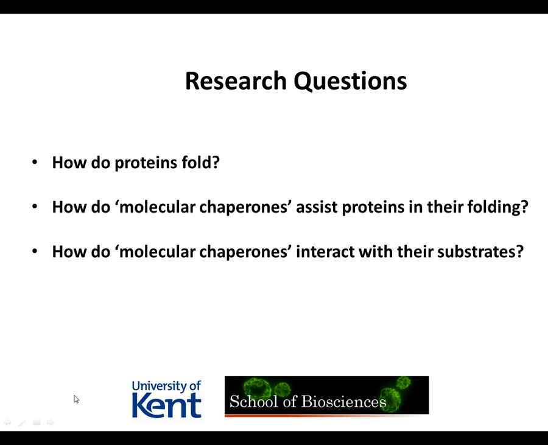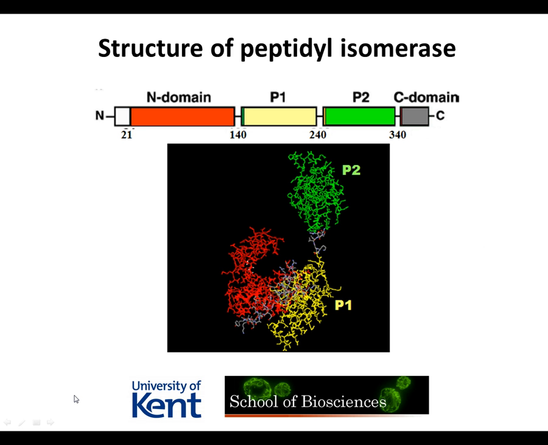We also want to know how these molecular chaperones interact with their substrates on a molecular level. So, for example, here is a typical molecular chaperone, a so-called peptidyl prolyl cis trans isomerase. We've got the structure of this protein. And we want to know how this protein actually interacts with other proteins to help them to get to the right state.